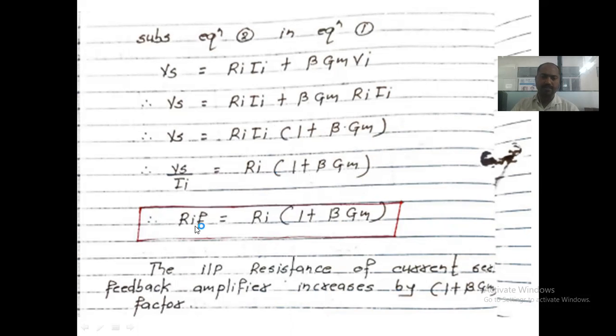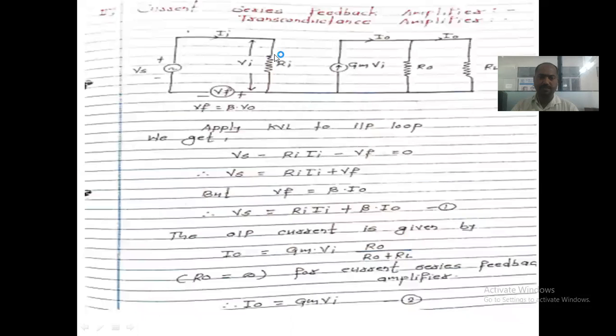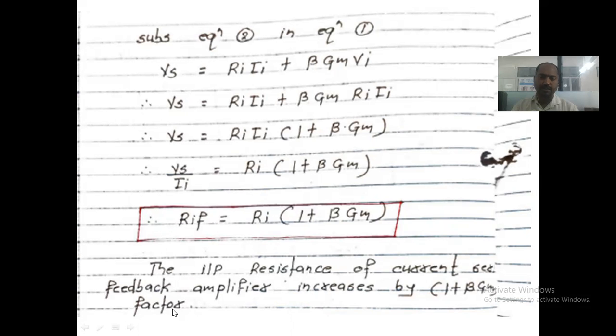So what it indicates is that the input resistance of this current series type of amplifier, right? The input resistance of a current series feedback type of amplifier increases; Ri is nothing but the input impedance of the current series type of feedback. It should be increased by 1 plus beta Gm times, right? So the input impedance of your current series type of feedback, Ri, must increase by 1 plus beta Gm times in case of your current series type of feedback. Okay.